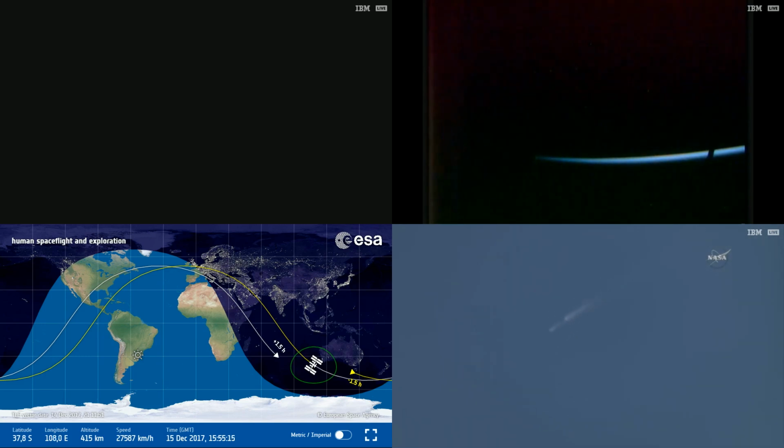We have main engine cutoff. All 9 Falcon 9 engines have shut down as planned. And the first and second stages have separated as planned. 7 seconds after separation, the second stage's single Merlin vacuum engine ignites to begin a 6.5 minute burn that brings Dragon into low Earth orbit. The engines produce 210,000 pounds of thrust.